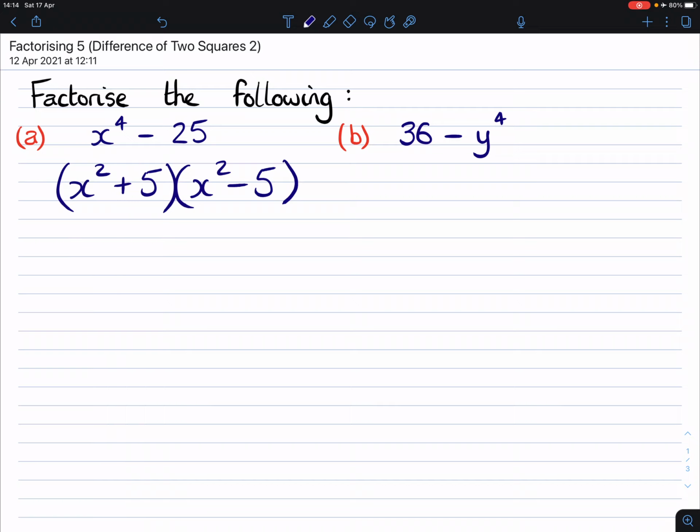The next one, we have a difference. We have two terms. We have an x squared, which has a nice square root, but again, 5 spoils the party here, so it cannot be factorized further. So that is our final answer.